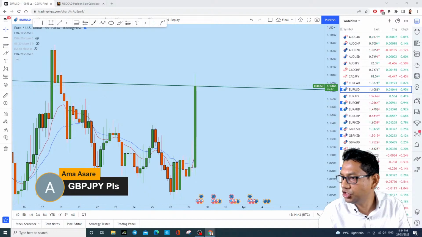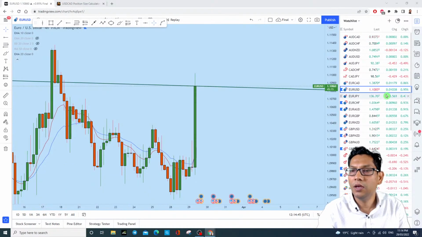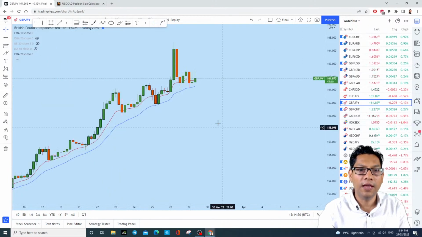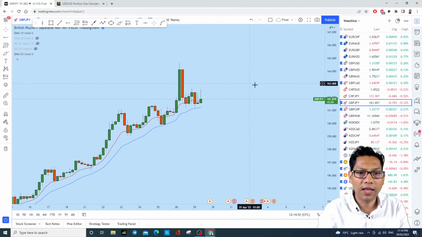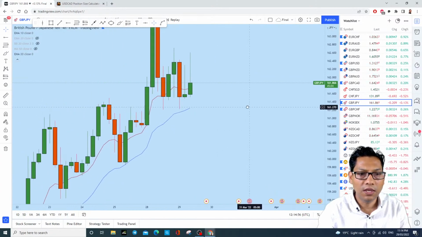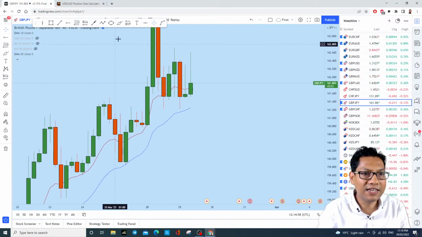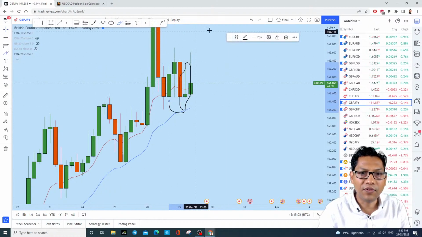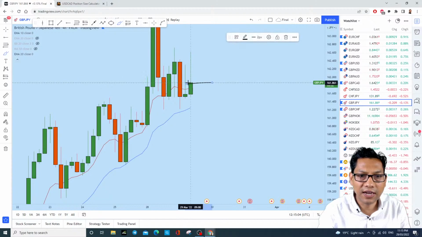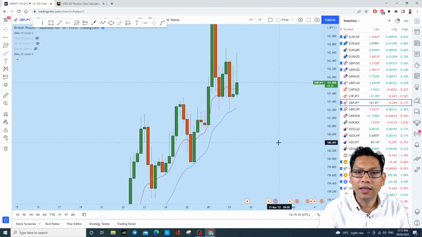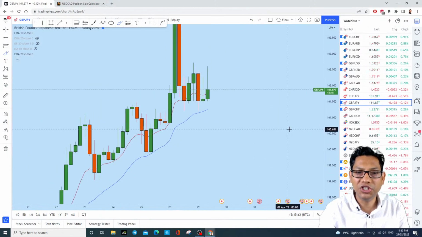Let's see GBPUSD. Let's see what's happening with GBPUSD. Okay, it looks like it is getting bullish again. GBPUSD has created a nice shooting star here. After this shooting star, it has created a bullish move. Now GBPUSD looks like it is getting bullish again.